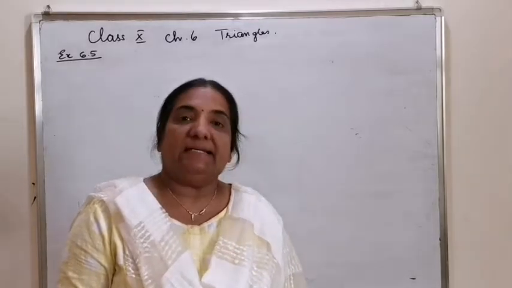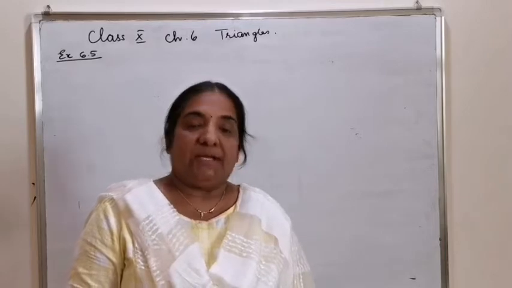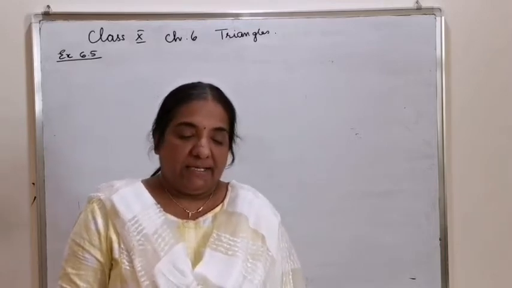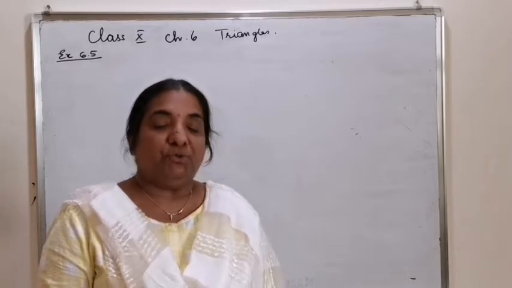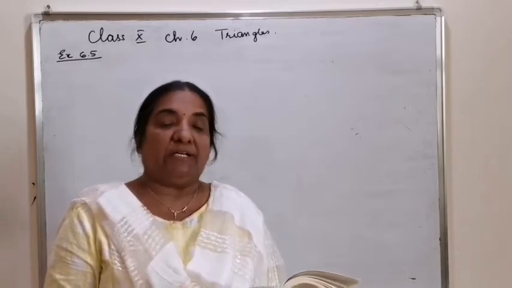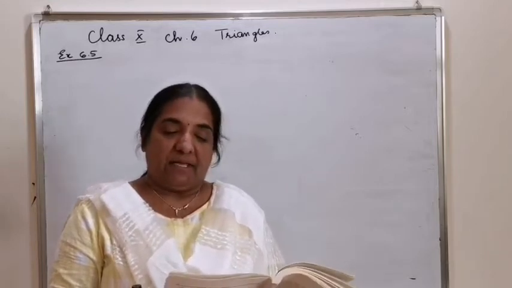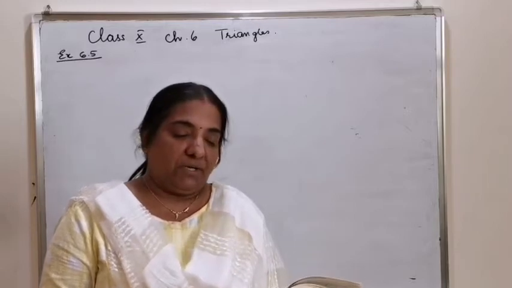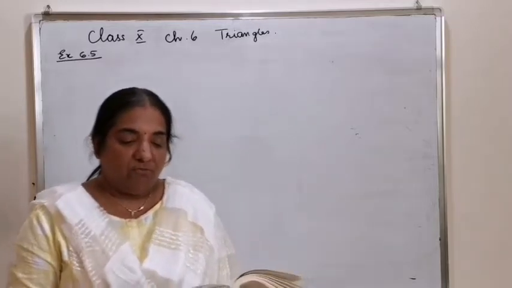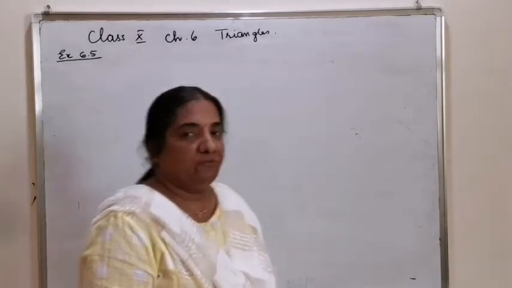Questions 9 and 10 are direct application of Pythagoras theorem with numerical values. You can apply it and get the answers on your own. Number 11, an aeroplane leaves an airport and flies due north at a speed of 1000 km per hour. At the same time, another aeroplane leaves the same airport and flies due west at a speed of 1200 km per hour. How far will the two planes be after 1.5 hours?